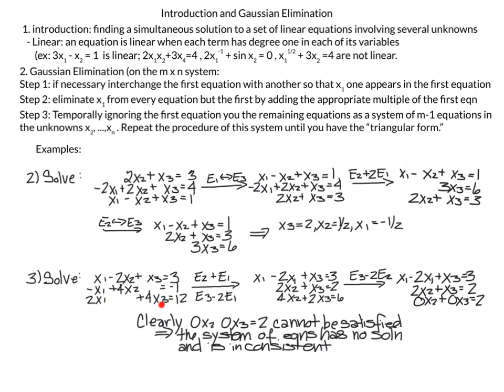eliminate the x1 from the third equation, we're going to multiply the top equation by -2, so minus 2e1, and add it to e3. So minus 2, we get rid of that. Minus 2 here, we'll get a positive 4x2. Minus 2 here, we'll add it to the 4x3, we get 2x3. Minus 2 here will give us minus 6, plus 12 gives us 6.